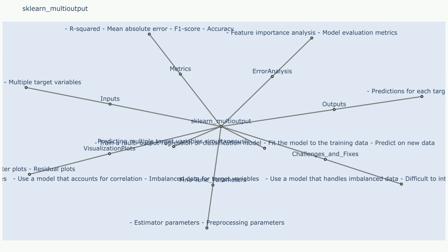Fixes to challenge 2. Feature engineering. Try creating new features that capture the combined information of highly correlated target variables. Dimensionality reduction. Consider using techniques like PCA to reduce the number of target variables.